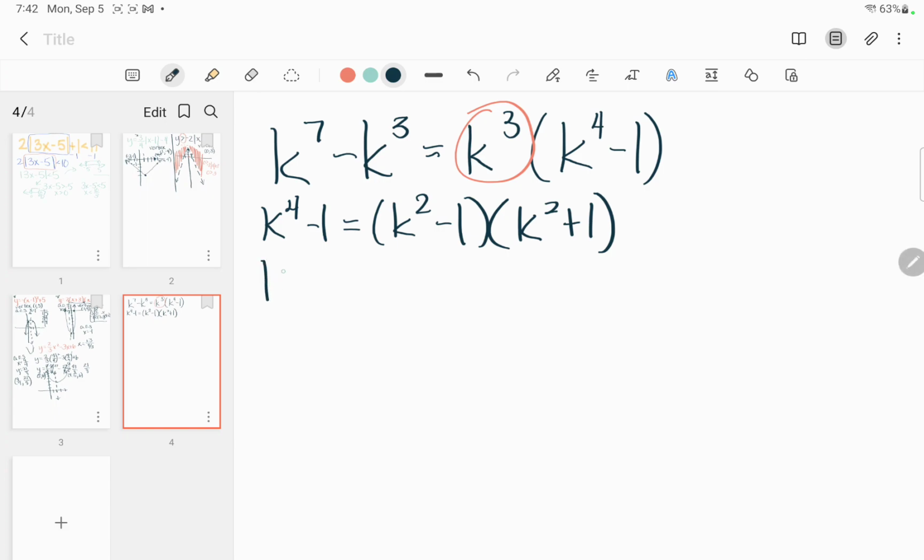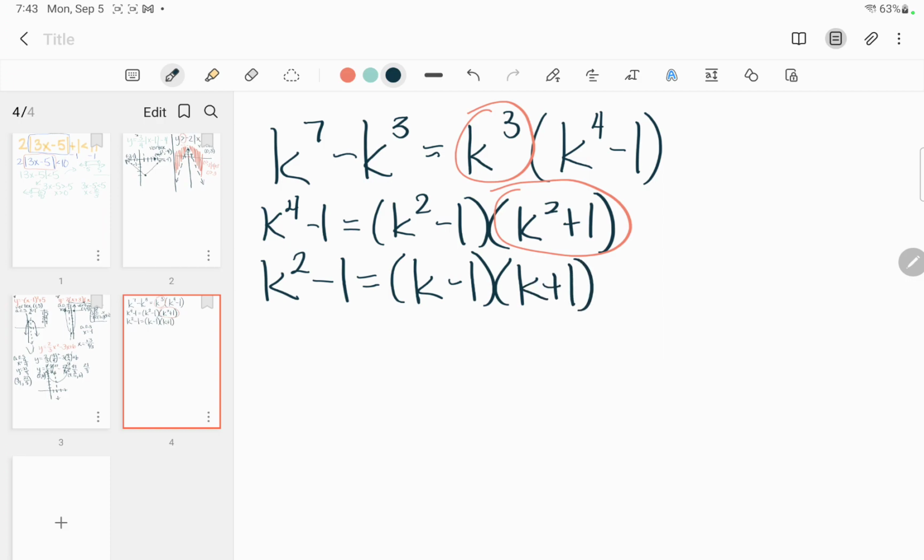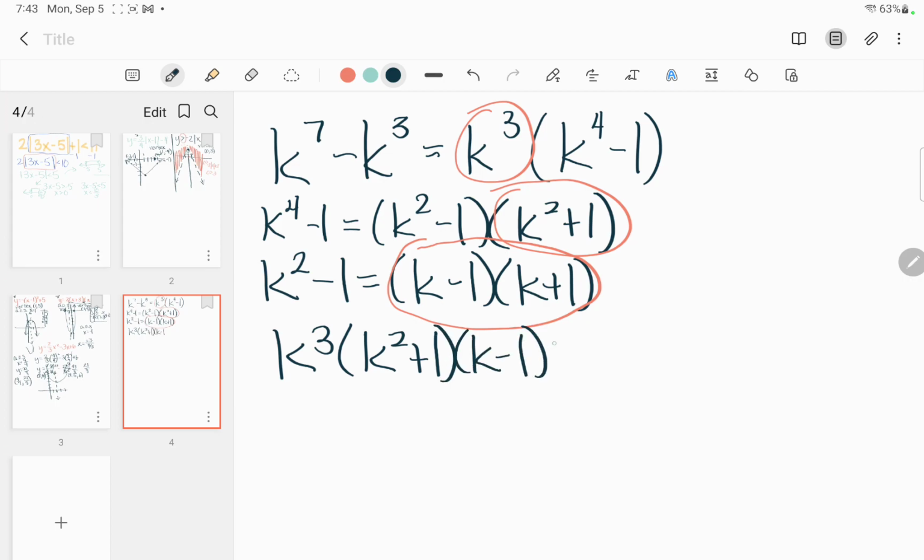K squared minus 1, however, does. I'm going to circle k squared plus 1, and I'm going to factor the k squared minus 1. That does factor over the real numbers. That is a difference of squares. So that's that factorization. Circling here, I have my 4 factors of this expression, and overall, the fully factored expression is k to the 3rd times k squared plus 1 times k minus 1 times k plus 1.